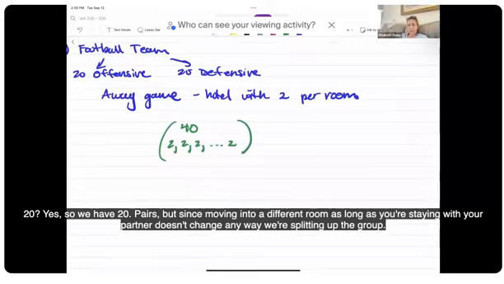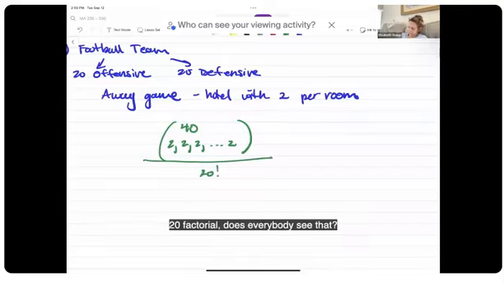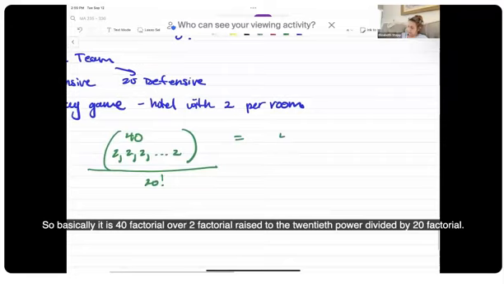But since moving into a different room, as long as you're staying with your partner, doesn't change any way we're splitting up the group, we don't want to count all the permutations of those. So what should we divide out? 20 factorial. Does everybody see that? So basically, it is 40 factorial over 2 factorial raised to the 20th power, divided by 20 factorial.